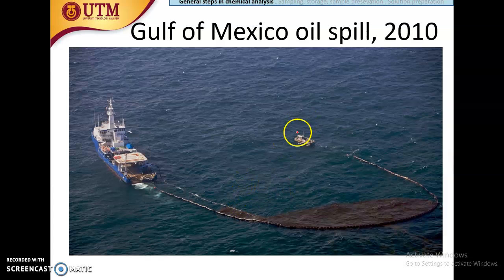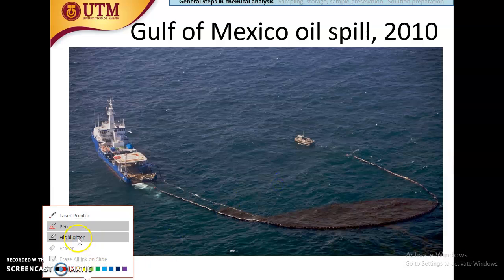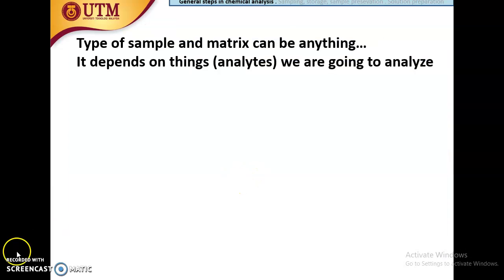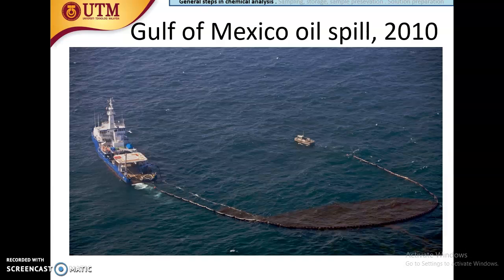In this photo, which one is the analyte, sample, and what are the matrices? It depends on the sample that you collect. In this case, straightforward, the sample is water. Water as your sample. Seawater. Your analyte is what's inside the oil.